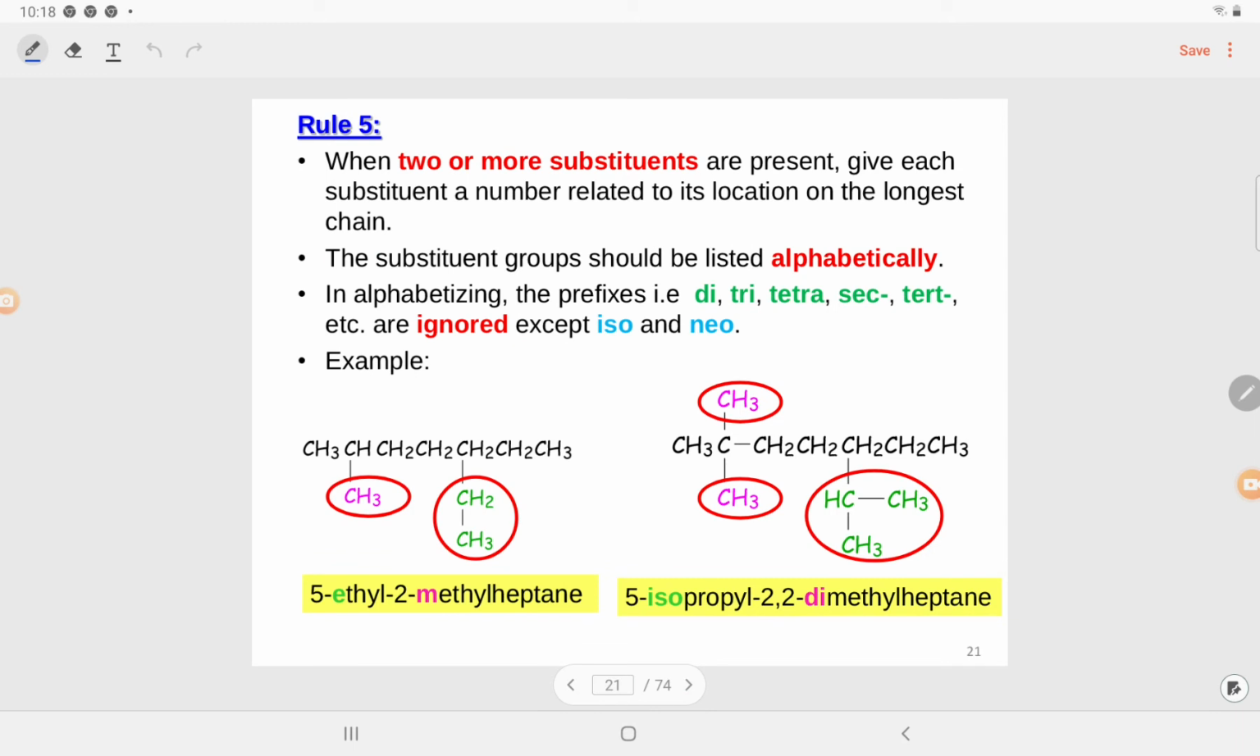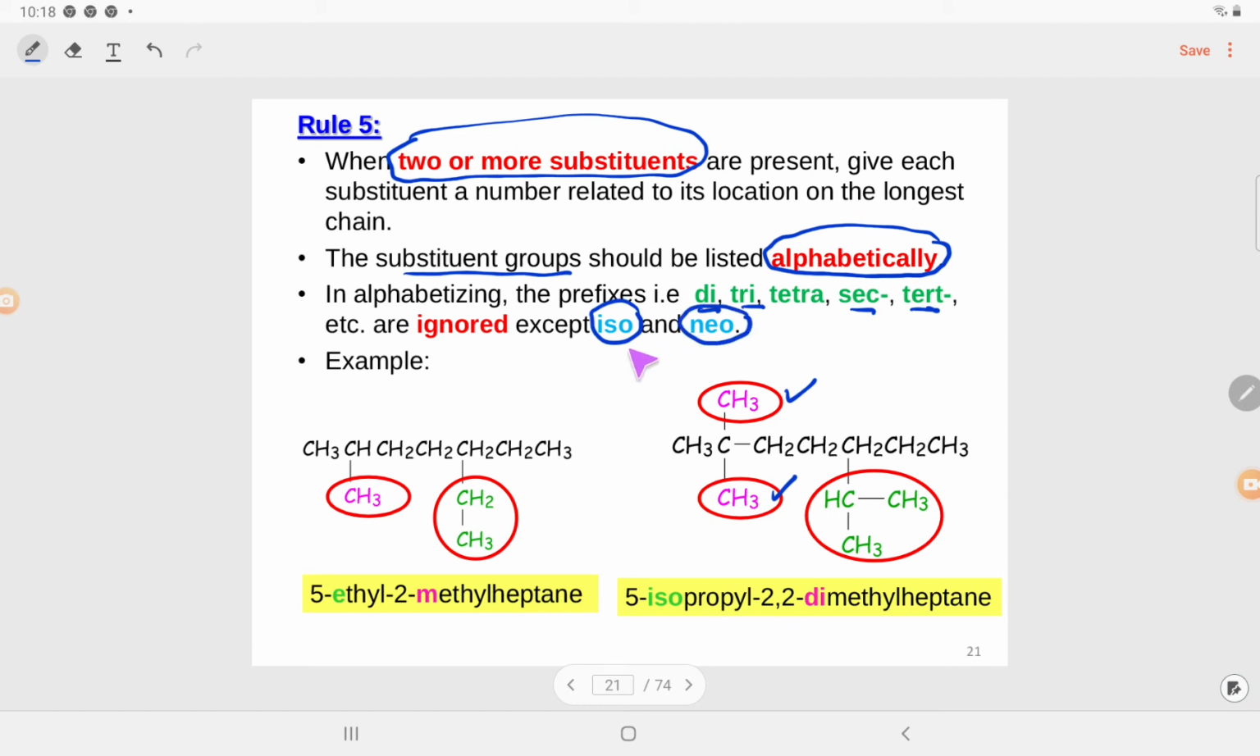So the next rule: if we have two or more substituent groups, remember your substituent groups must be labeled in alphabetical order. If we have similar or identical substituents, meaning the CH3 group 2 times, you must label them di, tri, and so on. Ignore iso and neo. Iso and neo are specific names from the common nomenclature.